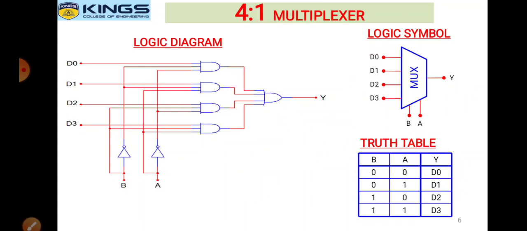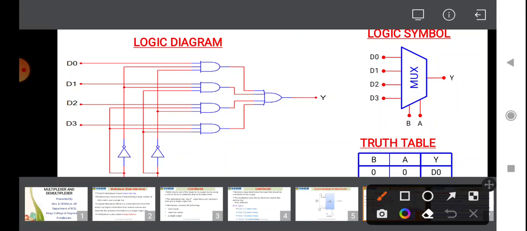In the truth table, we are going to consider the selection values A and B, or B and A. Since the selection lines are 2 inputs, you can have 4 combinations: 0 0, 0 1, 1 0 and 1 1, right? For 0 0, the condition D0 will be active. For 0 1, D1 will be enabled. For 1 0, D2 will be enabled and for 1 1, D3 will be enabled.